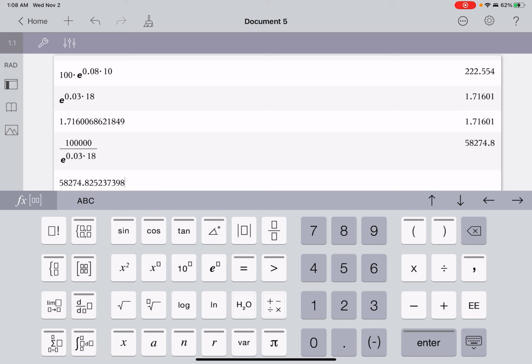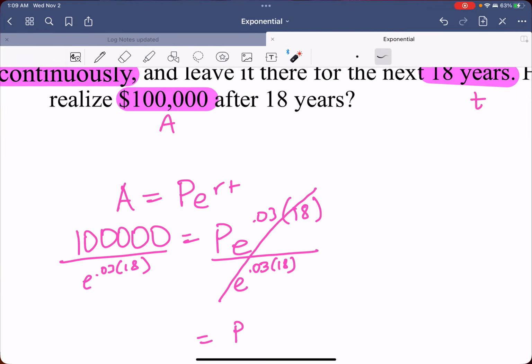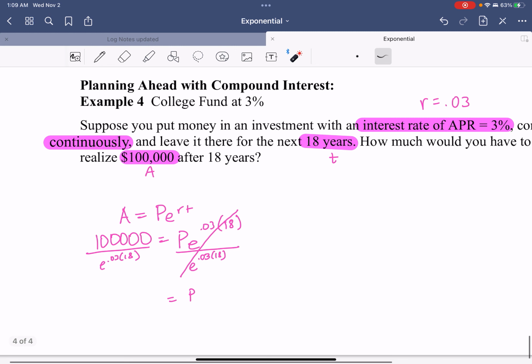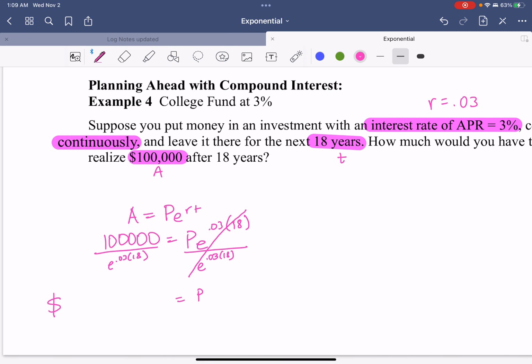So it could be 82 cents, but that third number is a 5, and rounding says if it's 5 or greater, you have to round up. So instead of 82 cents, it's going to round up to 83 cents. Okay? So P is equal to 58,274 with 83 cents.